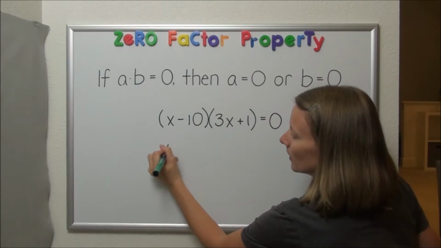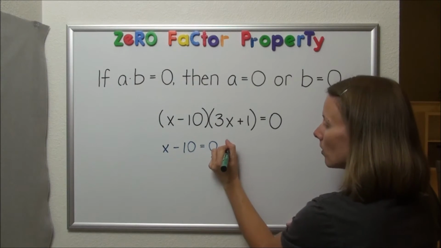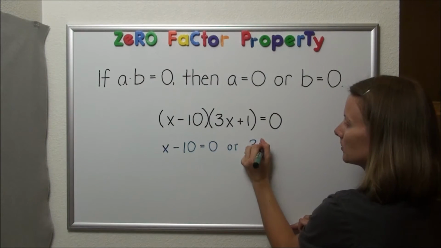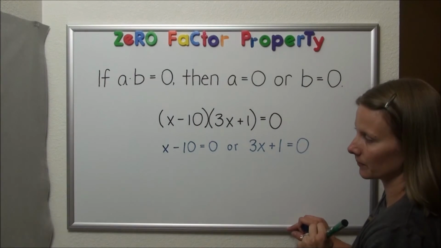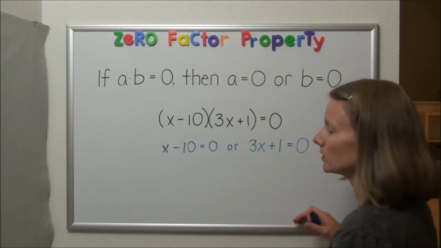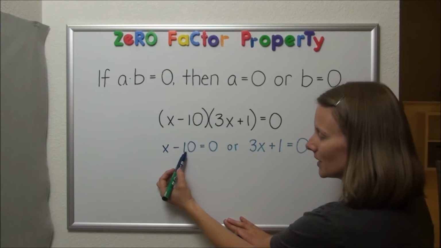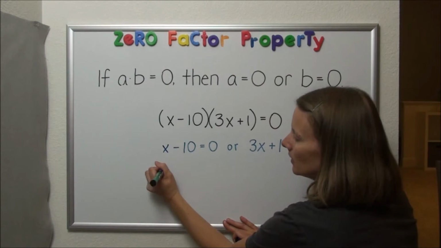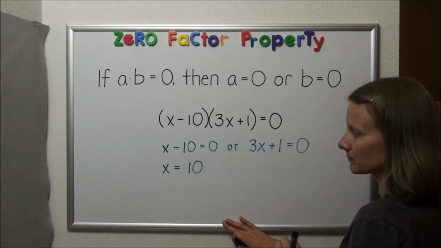So either x minus 10 equals 0, or that 3x plus 1 must equal 0. One of those factors has to be 0. Again, we now have two linear equations, so they should be quick for us to solve. We want to get x by itself. So for this first one, I'm sending that 10 to the other side, and I get x equals positive 10.